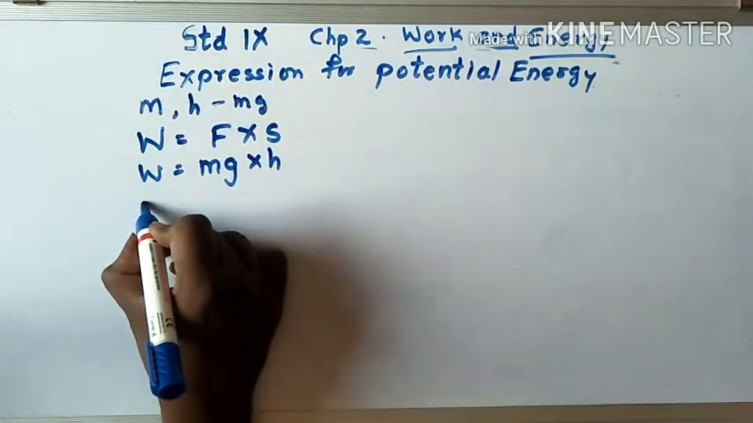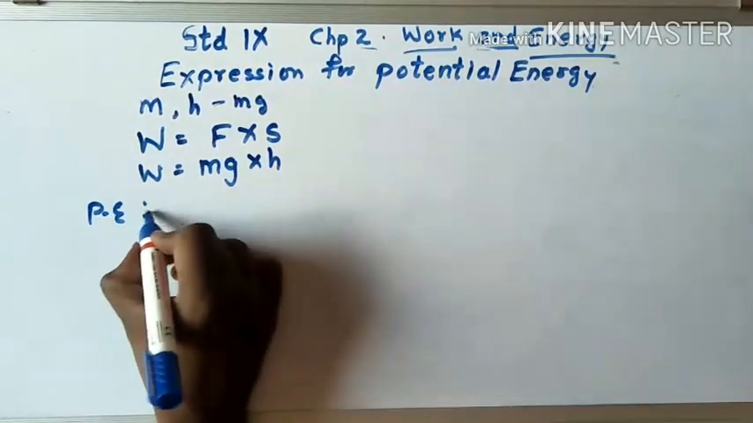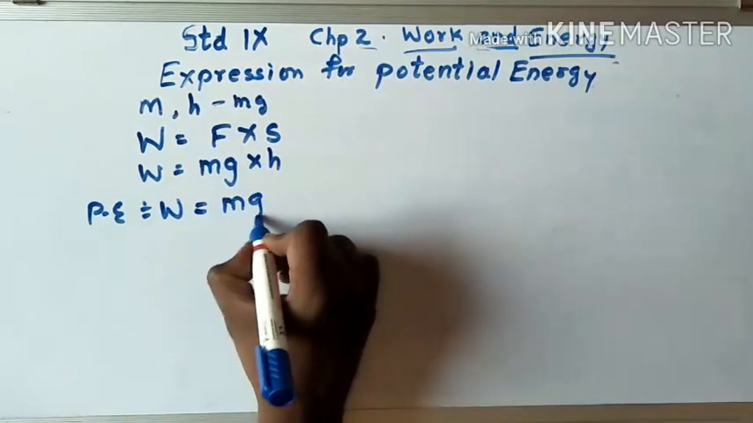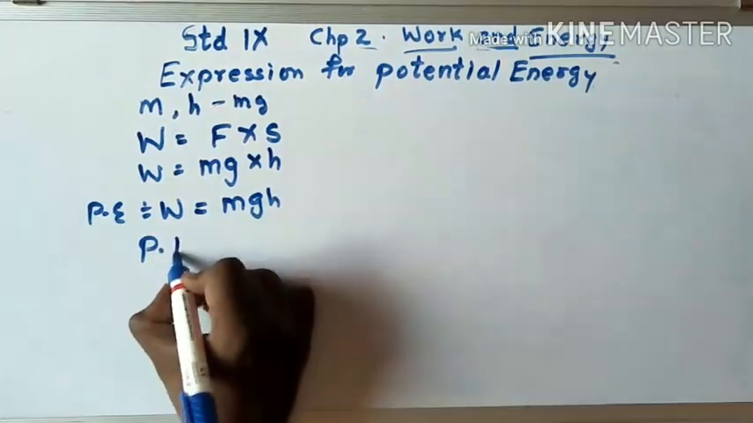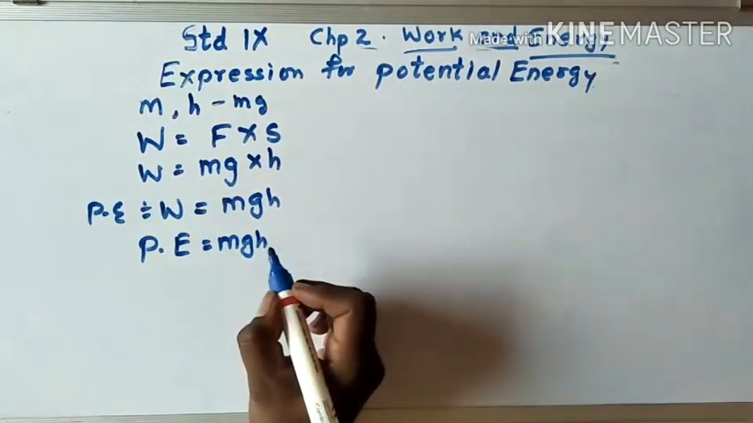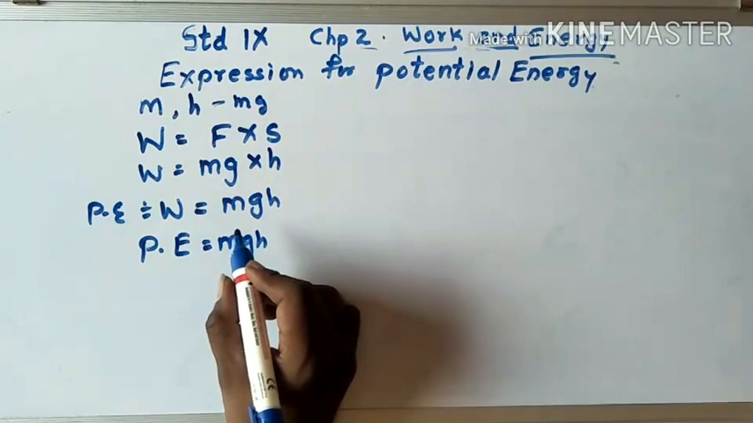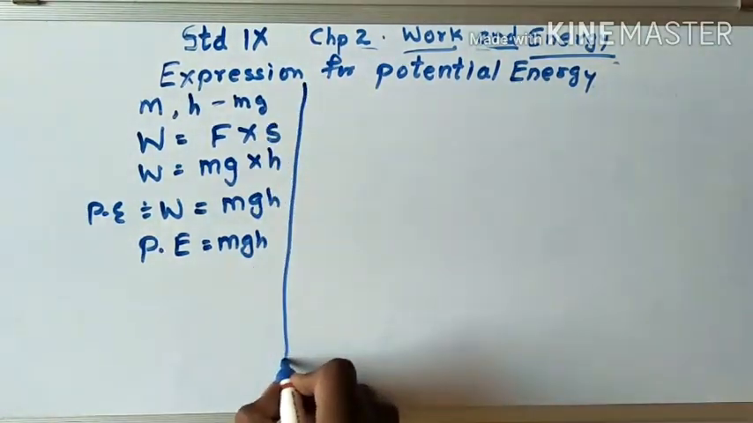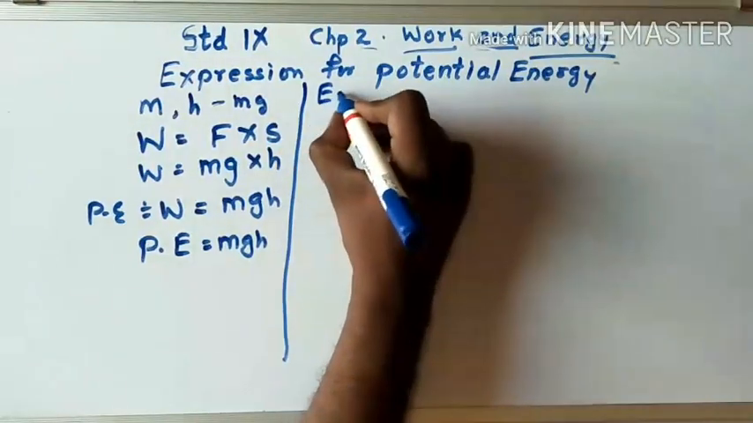So potential energy is equal to work done, that is equal to mgh. Therefore, the formula for potential energy is mgh. So displacement to height h causes energy equal to mgh to be stored in the object. Now let us do some examples.